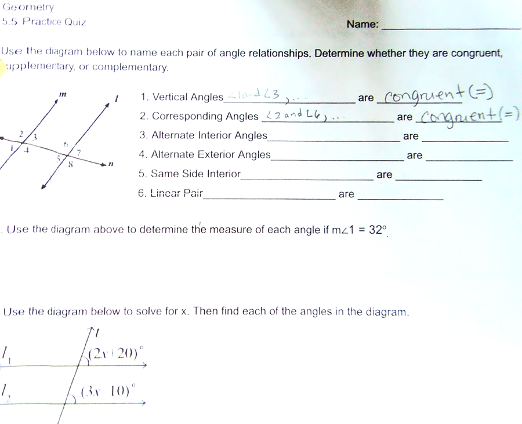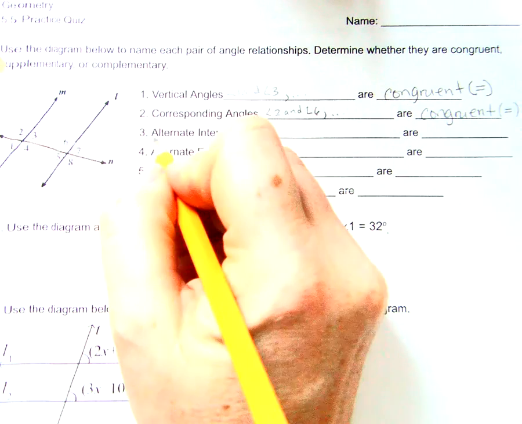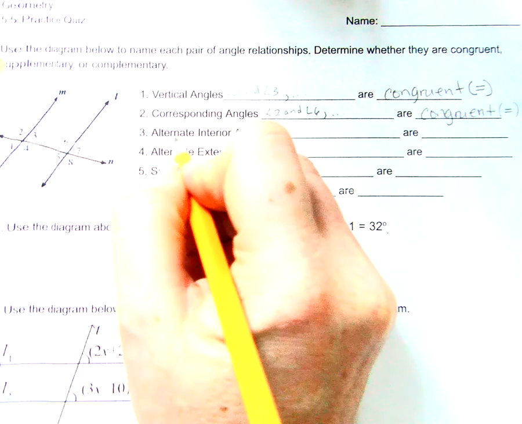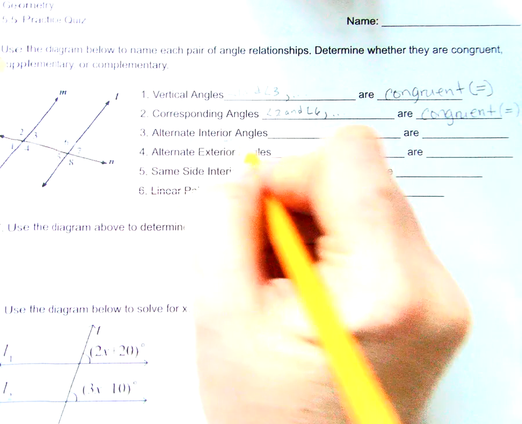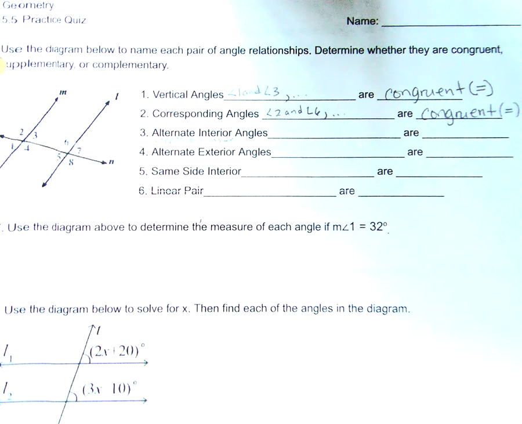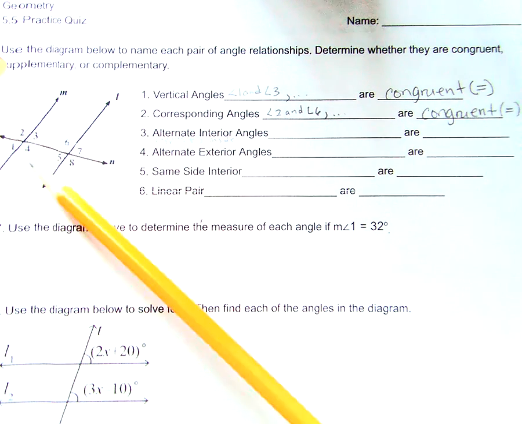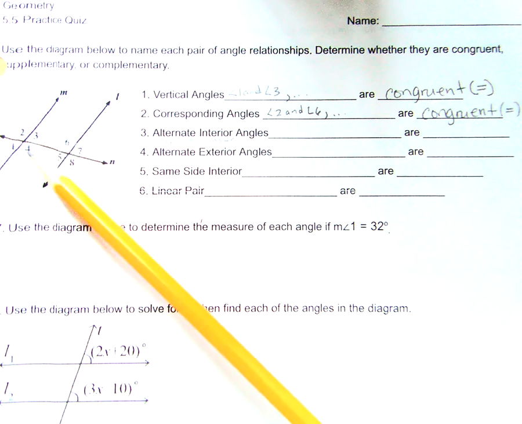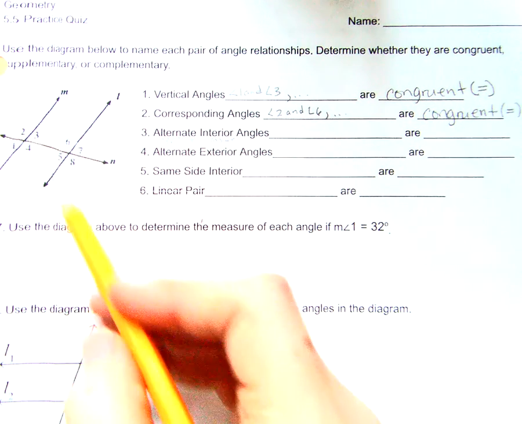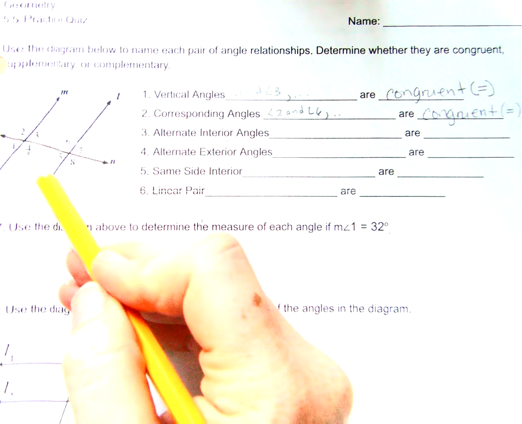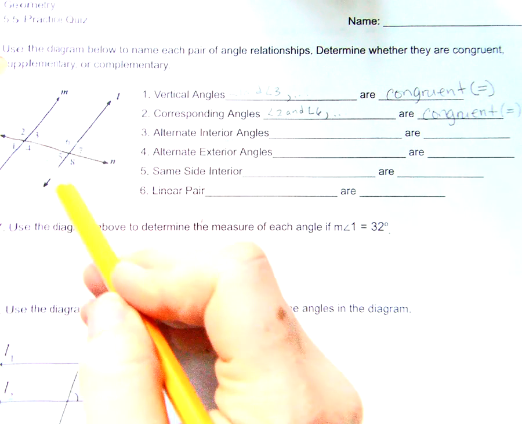Number 3 is alternate interior angles. Alternate interior angles, remember, when you think alternate, you should think opposite the transversal. Interior would be inside the parallel lines. And I know this is a little confusing because that sounds like it could be 3 and 4, but 3 and 4 are a linear pair. So alternate interior would be, for example, like 4 and 6, or 3 and 5.